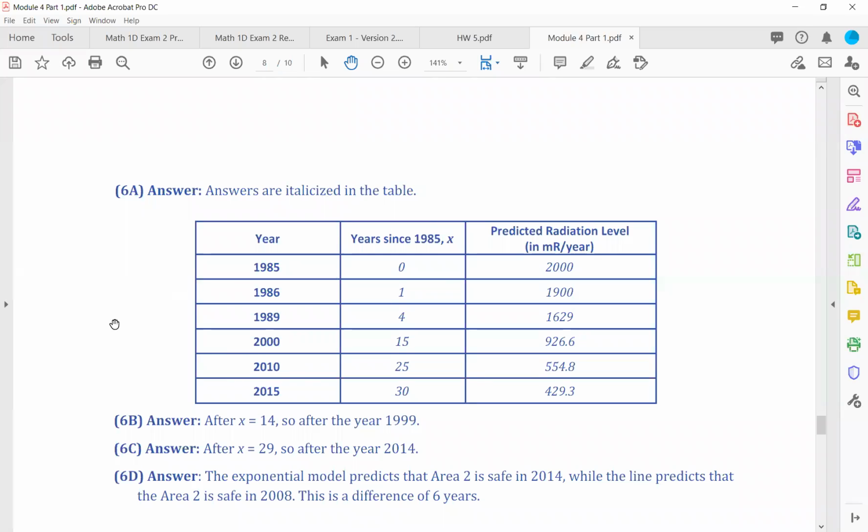Very well, let's look at our table. So we found the years, we found the predicted radiation level, and let us answer the questions. It says after 14 years, after the year 1999. And for part C, after 29 years, which is after year 2014. The exponential model predicts that area 2 is safe in 2014, while the linear prediction says, hey, it's safe to go and live there in 1999.